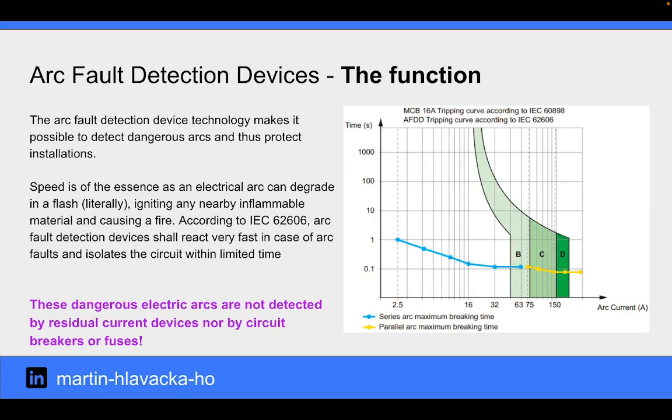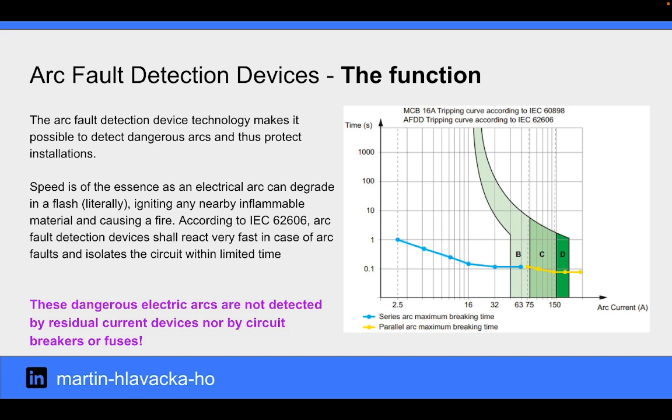The arc fault detection device technology makes it possible to detect dangerous arcs and thus protect installations. Such devices have been deployed successfully in the United States since the early 2000s, and their installation is required by the National Electric Code. Since 2013, the IEC 62606 international standard defines arc fault detection devices which detect the presence of dangerous electric arcs and cut off the circuit's power supply to prevent initiating the first flame.